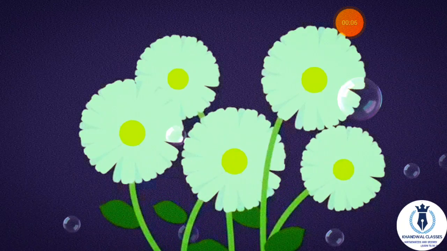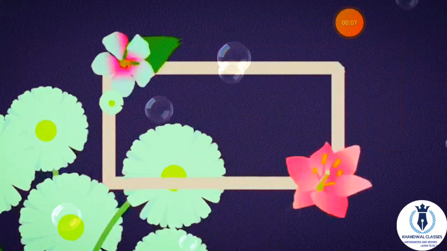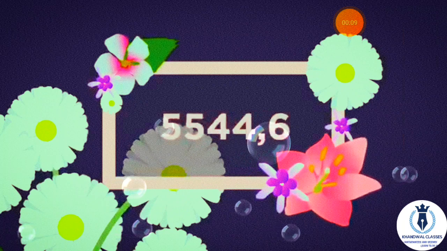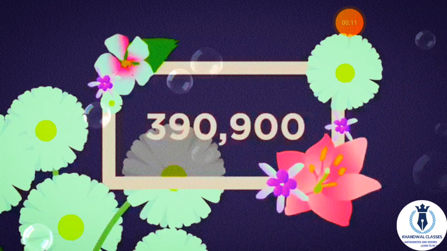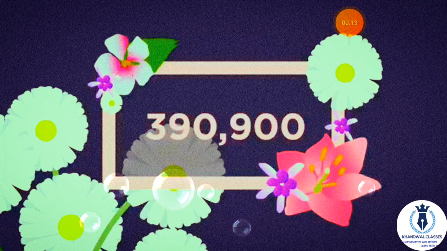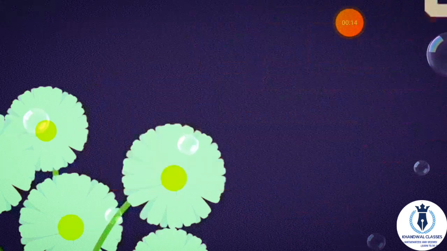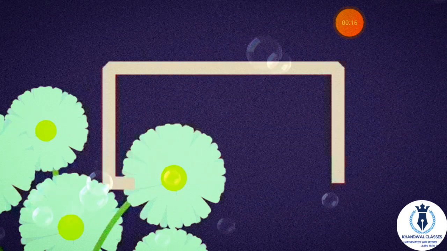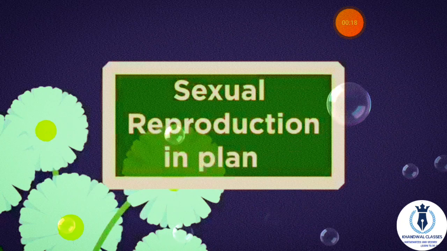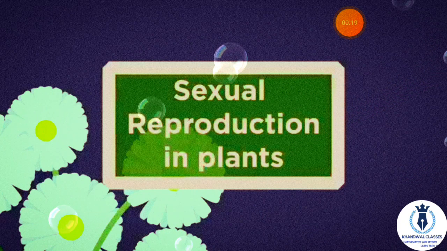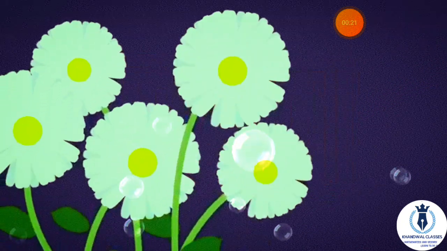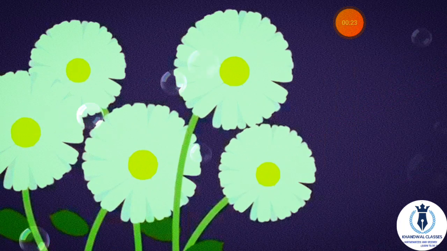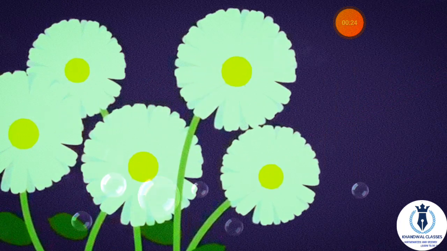Reproduction in plants. Did you know that there are an estimated 390,900 plant species known to science? This diversity of plant species is in part due to sexual reproduction. In plants, sexual reproduction is carried out in the flowers. The flowers contain the sexual organs.